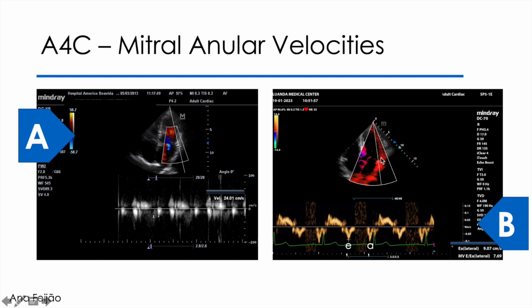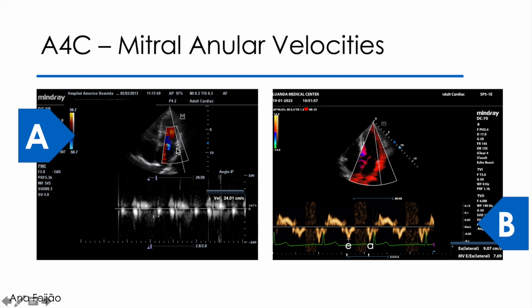The septal E and lateral E are extremely important for the quantification of the diastolic function, and S is a systolic parameter like I told earlier. If by chance your ultrasound machine is old and does not have the tissue Doppler control, what I recommend is trying to do it with PW Doppler.